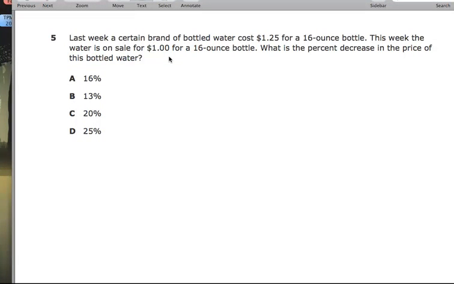Problem number 5. Last week, a certain brand of water cost $1.25 for a 16-ounce bottle. This week, the water is on sale for $1 for the same amount of water. What is the percent decrease in the price of this bottle of water?